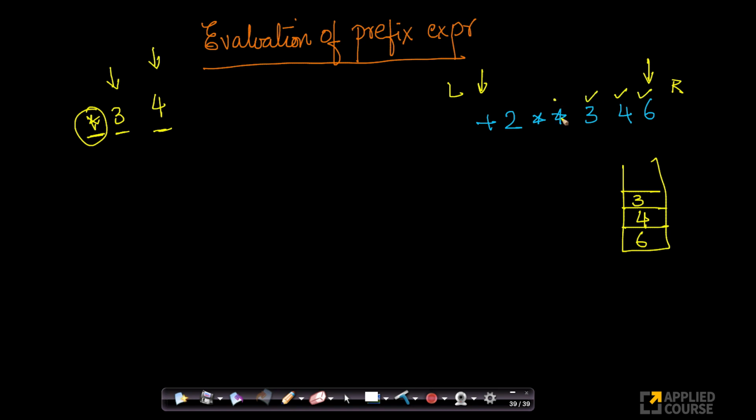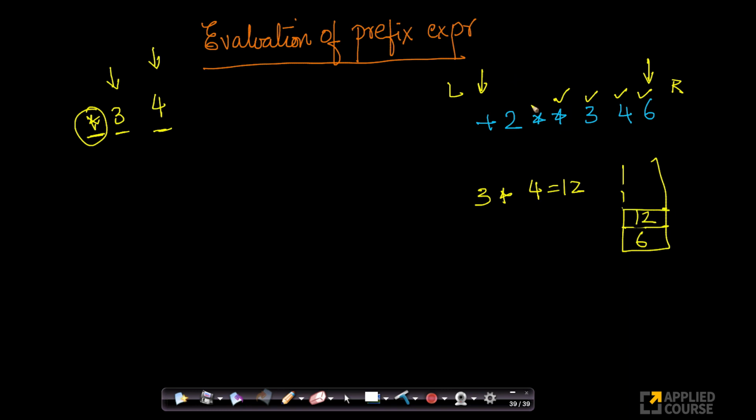Star is an operator. So when we have an operator, what do we do? We pop these 2 items, 3 and 4. We have popped them, so they should not exist in the stack anymore. And what is my operator now? Star. So let's process star. I get 12. I push it back onto the stack. So this is also processed.